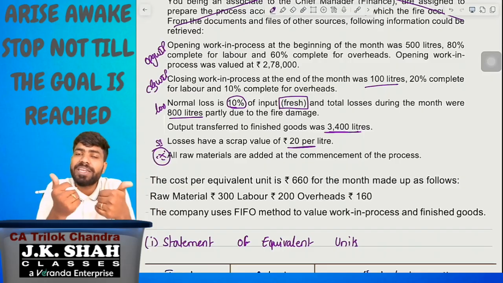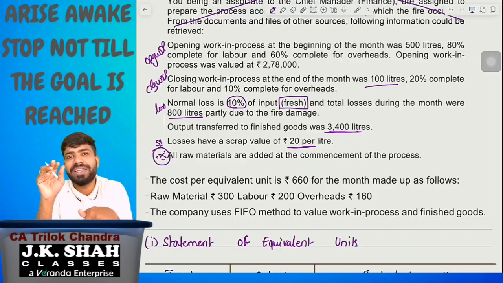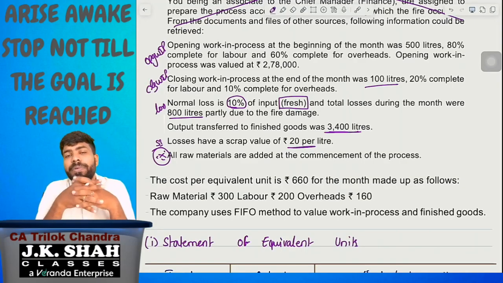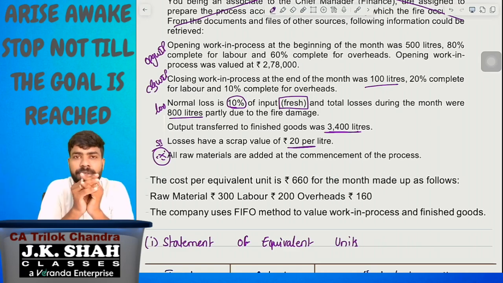When it comes to closing work in progress of 100 liters, what is the raw material? They have given the labor and overhead percentage completion, but they didn't mention the material. How much is the material? 100%. Material is 100%, because the process started in the current month, completion in the next month. Whenever the process starts, raw material will be given 100%. Have you understood this adjustment?